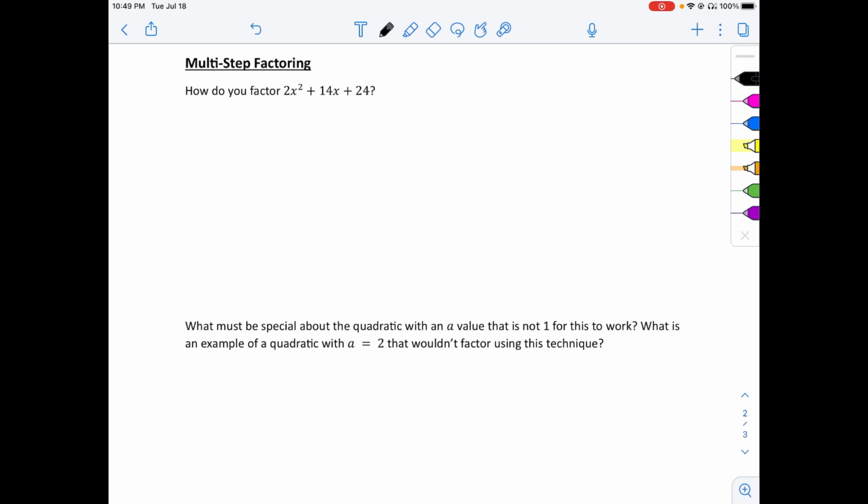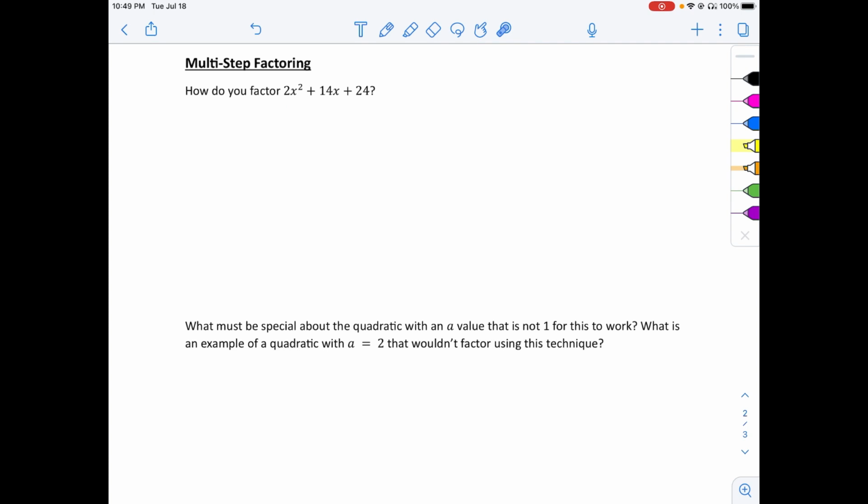Now that we have practiced with some different types of factoring, mainly the simple trinomial factoring and difference of squares, we are going to look at multi-step factoring. Okay, so I touched on this a little bit in the last example of the difference of squares video. But if we have a trinomial like this one, we want to take a look at how we can factor that.